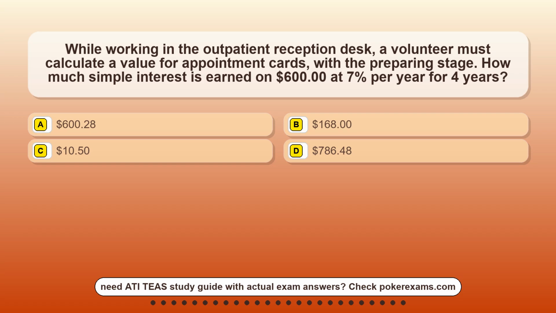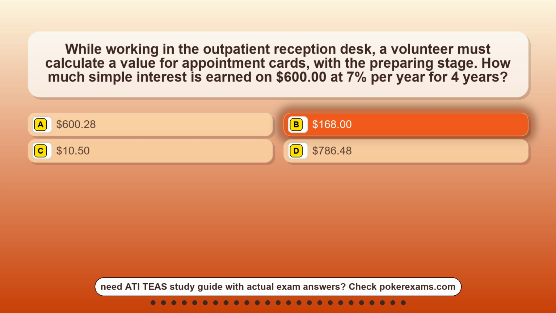Question 4. While working in the outpatient reception desk, a volunteer must calculate a value for appointment cards with the preparing stage. How much simple interest is earned on $600 at 7% per year for 4 years? Option A, $600.28. Option B, $168. Option C, $10.50. Option D, $786.48. The correct answer is option B, $168.